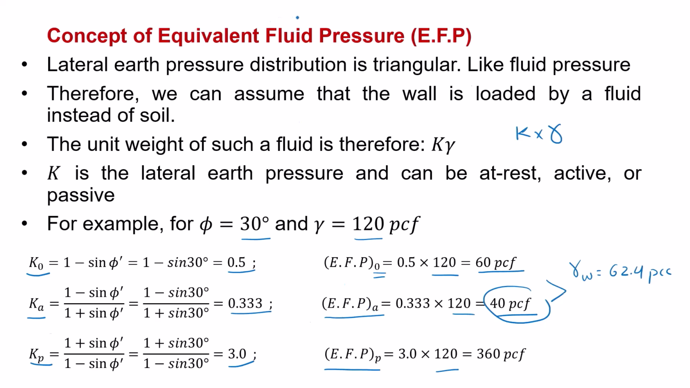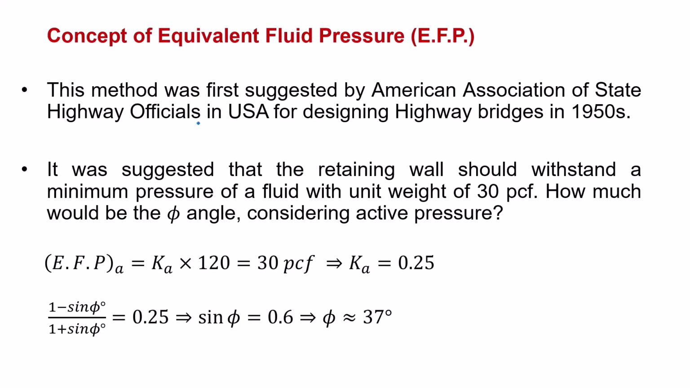example. The concept of E.F.P was first introduced by American Association of Highway Officials in 1950s, particularly for the design of highway bridges. They recommended using a minimum value of 30 PCF in design calculations to ensure structural safety and to simplify analysis. Now here is an interesting question.